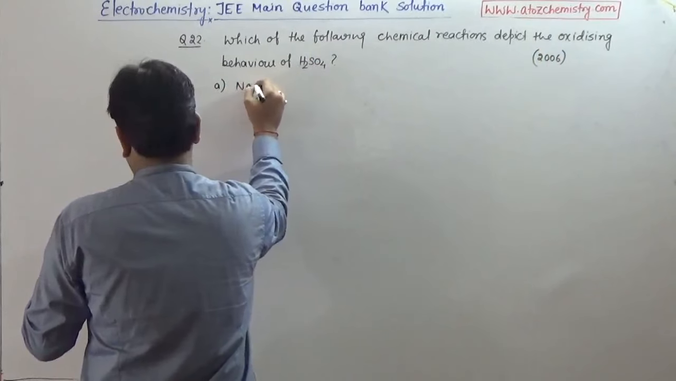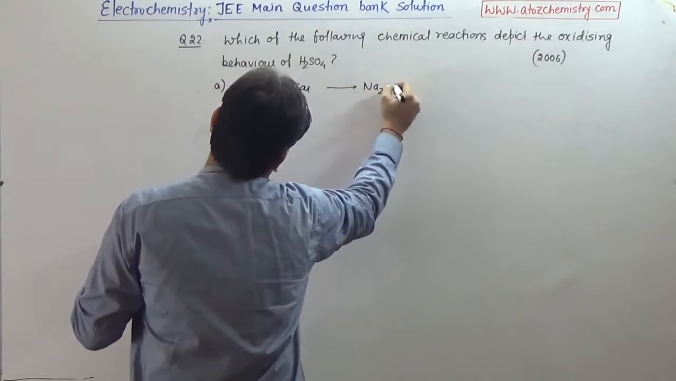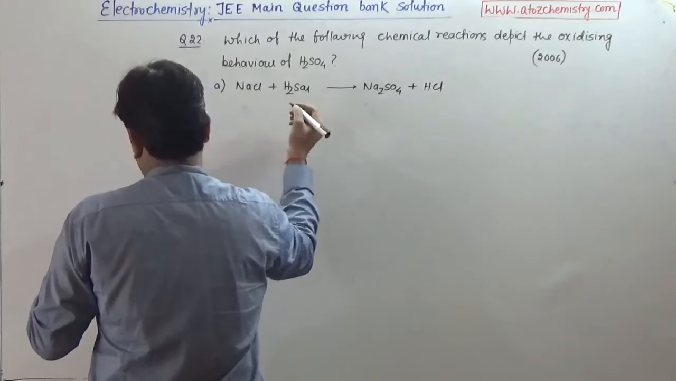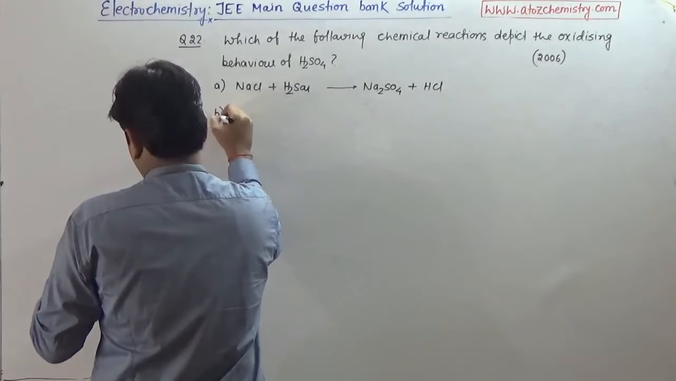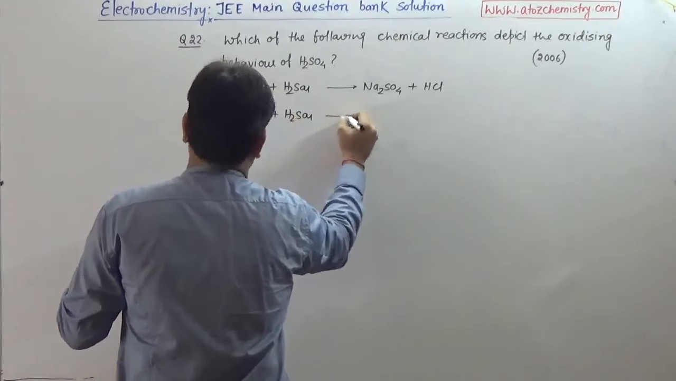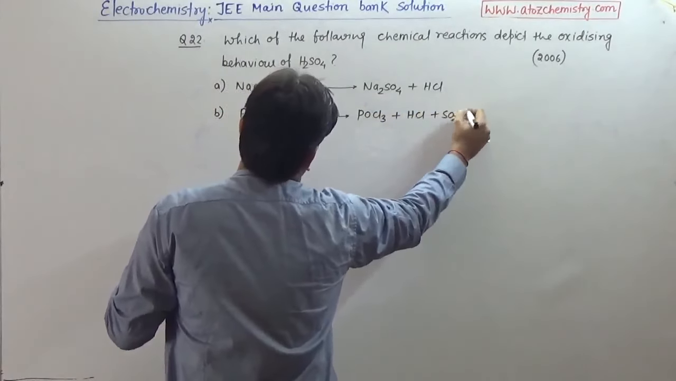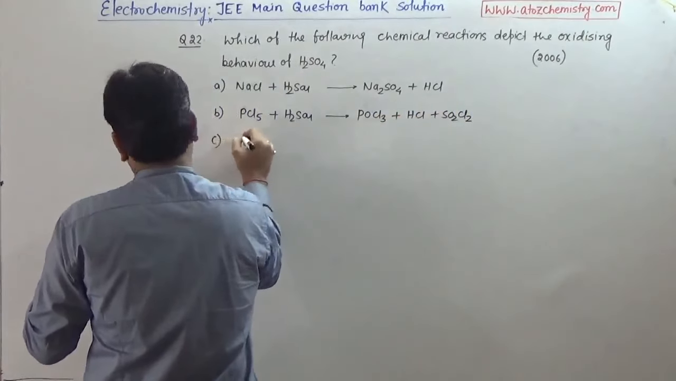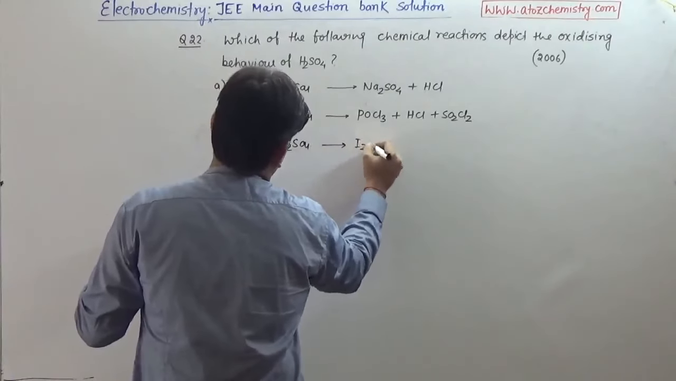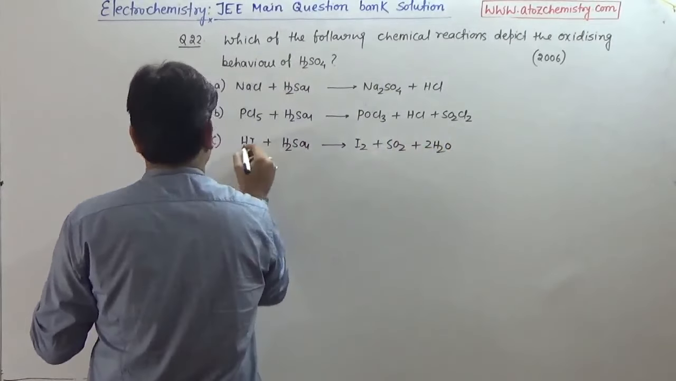A option is NaCl reacts with H2SO4 to give Na2SO4 plus HCl. This is clearly an acid-base reaction, nothing else. I think displacement reaction, not acid-base reaction. B option, PCl5 reacts with H2SO4 to give POCl3 plus HCl plus SOCl2. I am not writing the balanced reaction because that is not required. C option, HI reacts with H2SO4 to give I2 plus SO2. This is the oxidation reduction reaction. You can easily see that.